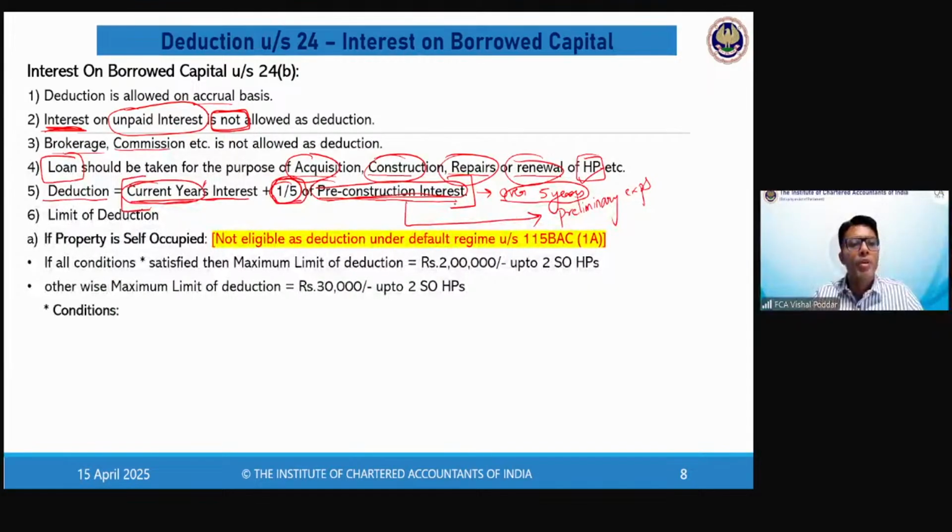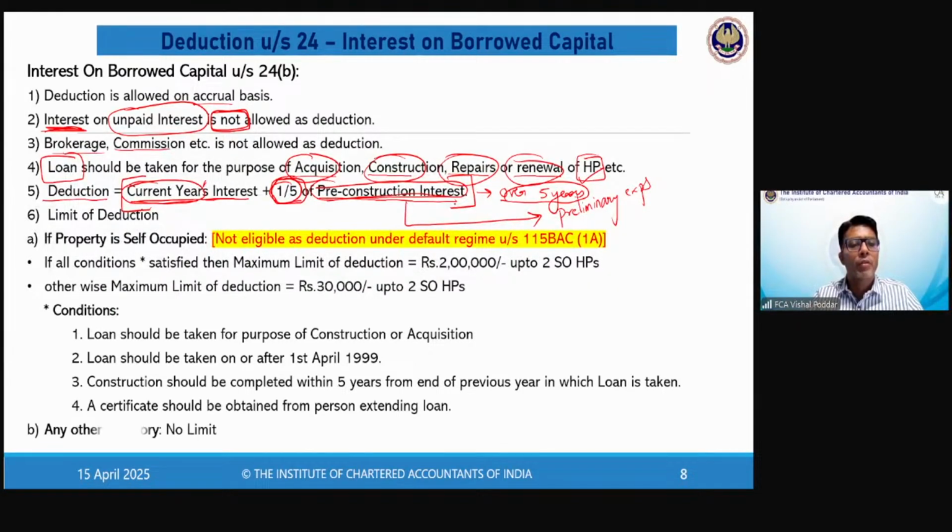Now for this purpose, you have to remember that there are two types of properties. One is a self-occupied property, and then there is any other category of property. Now, whatever limits are there, as you can see, 30,000, 2 lakhs, then there is the old regime, the new regime. All this is applicable only where the property is self-occupied. Where the property is not self-occupied, that is, it is let out or deemed let out, there is no limit.